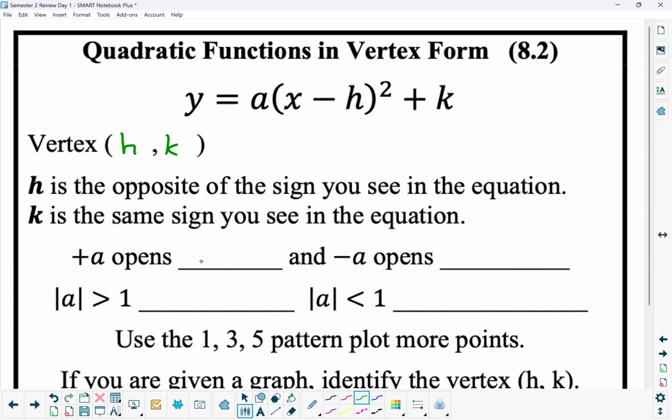When a is positive, our parabola opens up, and when a is negative, our parabola opens down. If the absolute value of a is greater than 1, our graph is narrower. It's a very narrow parabola. And if the absolute value of a is less than 1, then this is a wider parabola. It opens up very wide.